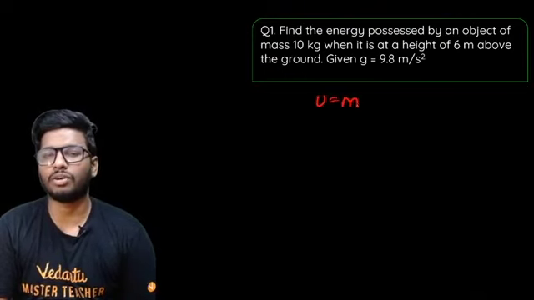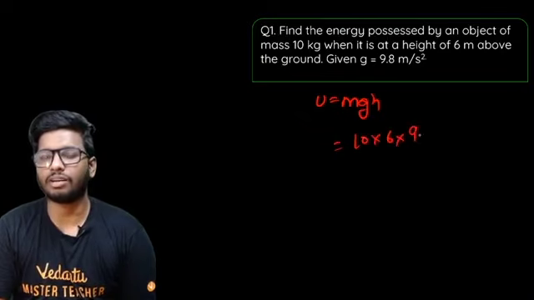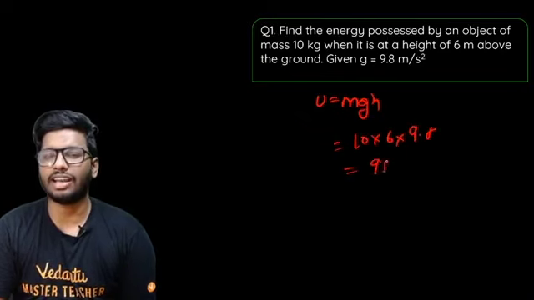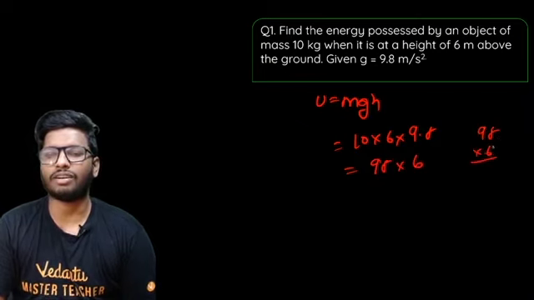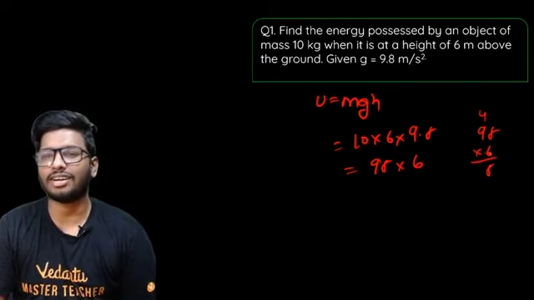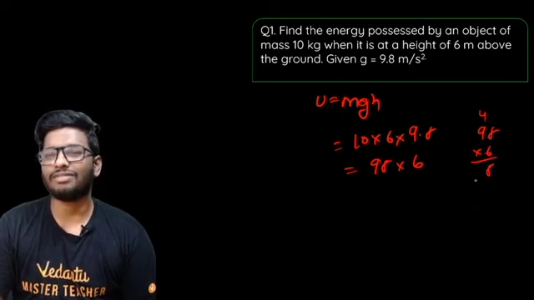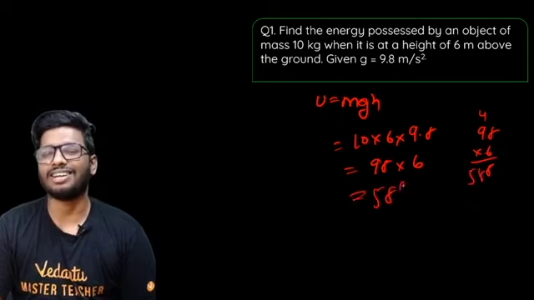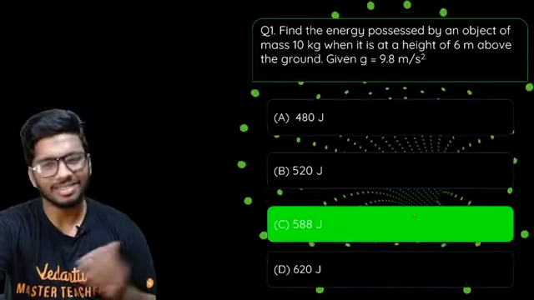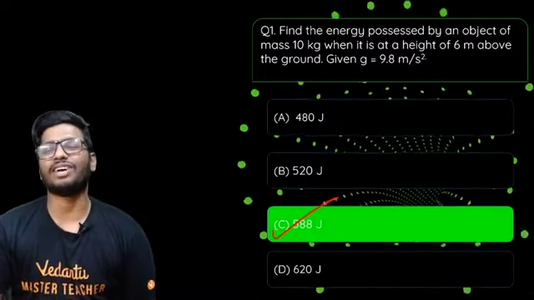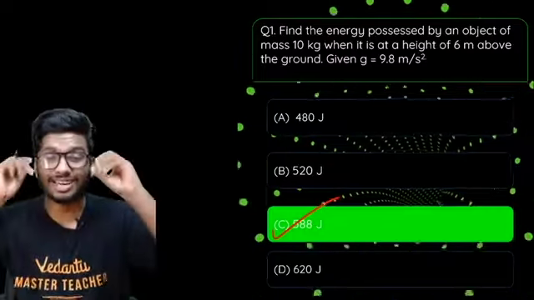The U is equal to mgh. What is m? M is 10, height is 6 into 9.8. So that's 98 into 6. What is 98 into 6? 8 sixes are 48, 8, 4 carry, 9 sixes are 54, plus 4 is 58. So you'll get it as 588 joules. Simple, guys. Calculation here and there, but yeah, the right answer is 588 joules. That is the answer for that question, guys.